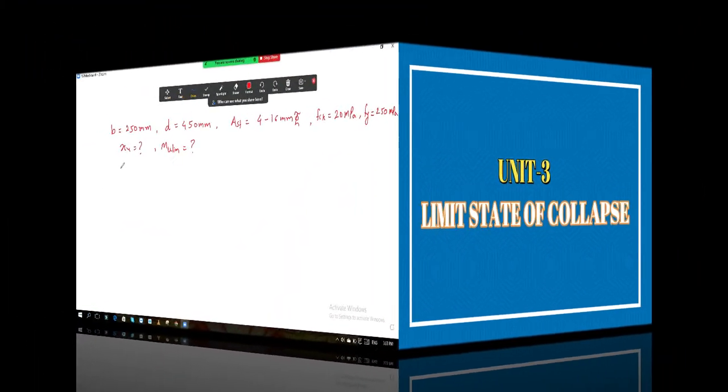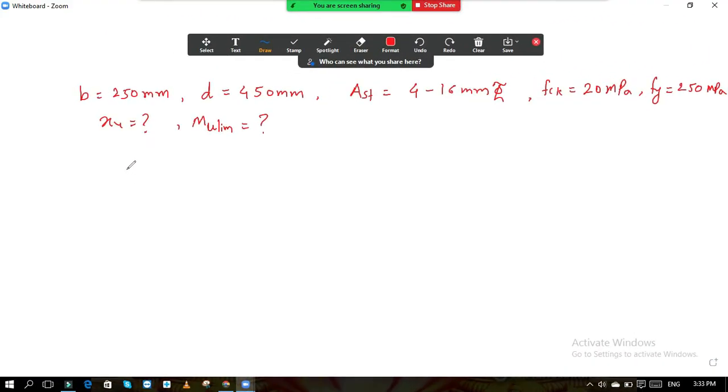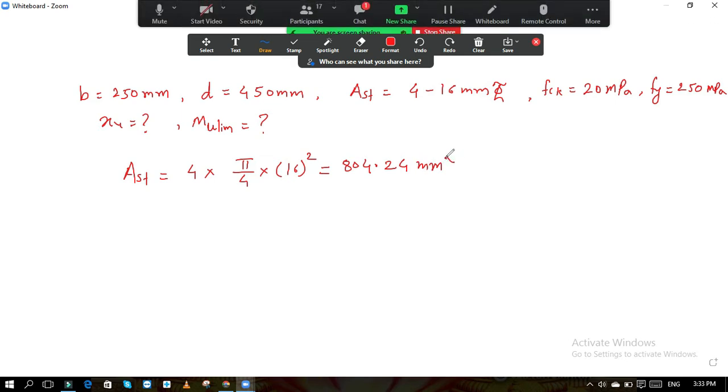Solve this problem. First we will calculate the area of steel. So Ast is equal to 4 into pi by 4 into 16 square. Do the fast calculations. What is the answer? It is 804.24 mm square. This is the area of steel.